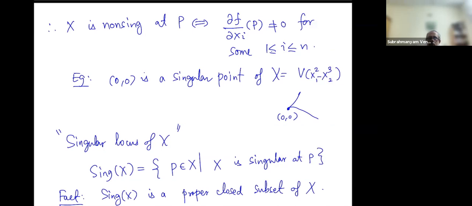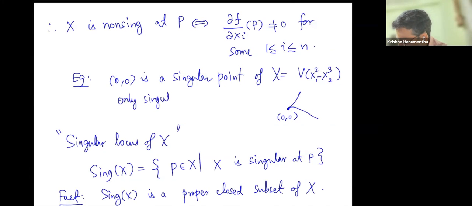So we often consider proper closed sets small in the Zariski topology. So you can have singular points, but they are actually not too many. In this curve, for example, the only singularity is this. Yeah. So in this entire curve, there's only one singularity.